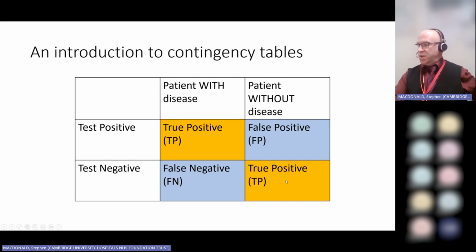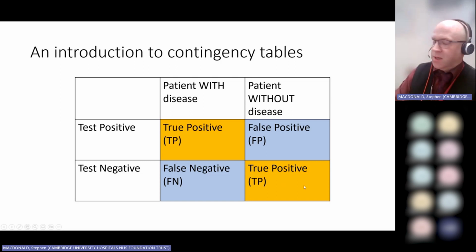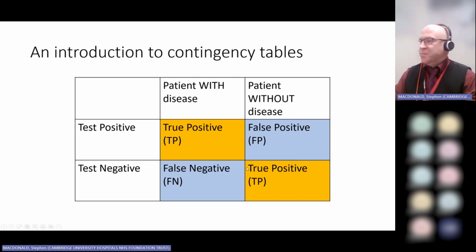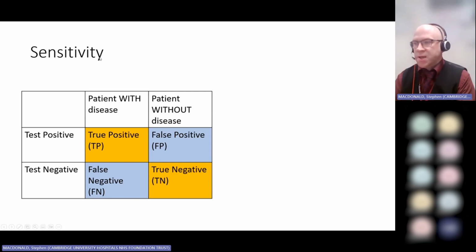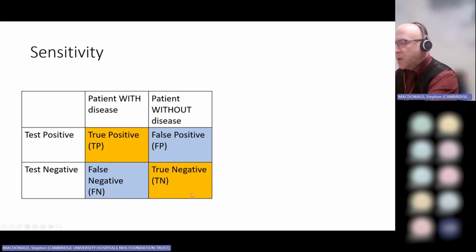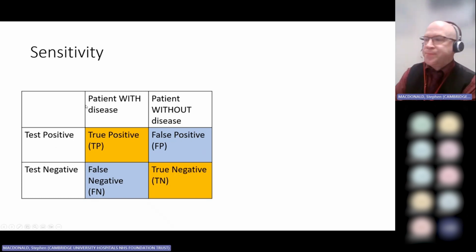Isn't that amazing, that you check these slides loads and loads of times and actually you've got a typo in there. So that should be true negative down there. If the test is positive in a patient without the disease, then it's false positive. And if the patient has the disease and the test is negative, it's false negative. And this 2x2 table is really helpful for us because it allows us to calculate the sensitivity and specificity of our tests. Glad to see I got it right on the second slide.